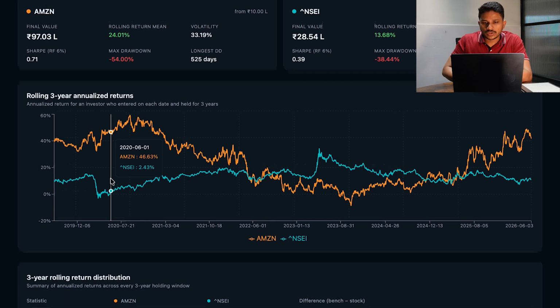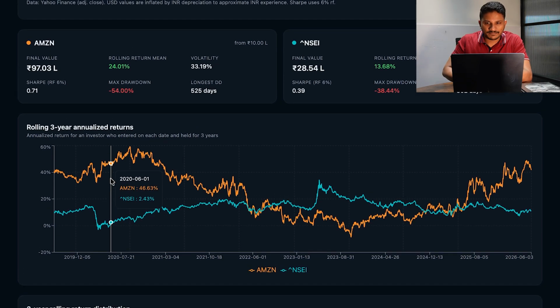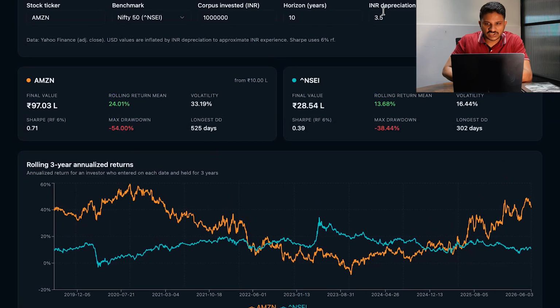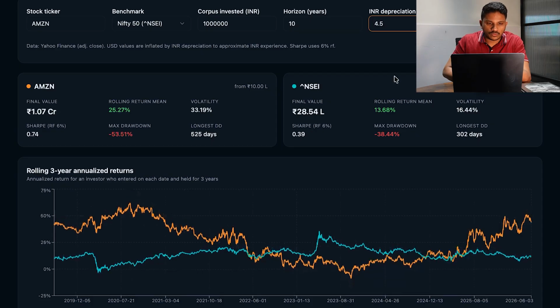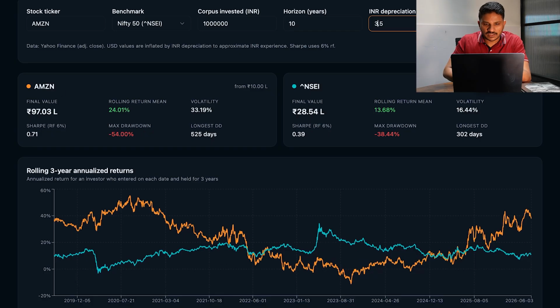And you need to note this point that we've also considered INR depreciation here. So if I change this to, let's say, 4.5%, the value here would change, but the value here would not change because it's already denominated in rupee, whereas Amazon is denominated in dollar terms, right? So this is one thing that you need to look at.